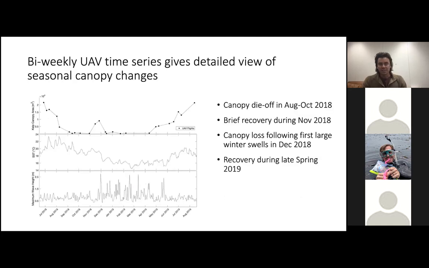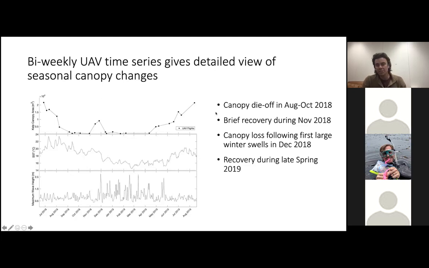And then this is our biweekly time series of kelp canopy changes at Honeymoon Cove. Not sure if you can see my cursor, but there are some interesting phenological patterns. We see this canopy die-off in July and August through September associated with high sea surface temperature. We think it's a canopy die-off because as sea surface temperature declined, we saw a brief recovery during November. And as I'll show in a second, everything popped up together. Then you see this canopy loss following the first big winter swells in December, relatively low canopy through the spring, and then a recovery in April and March.